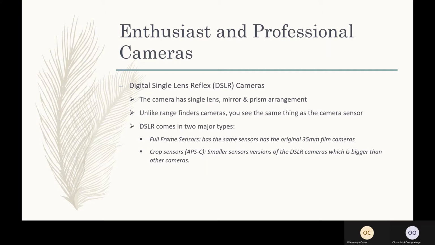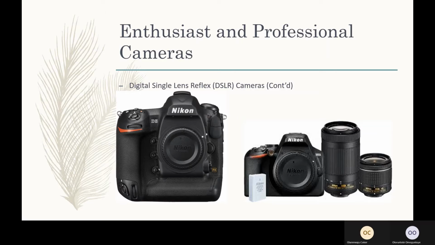But the difference between this camera and the mirrorless camera is that this digital single lens reflex camera is heavier than the mirrorless camera. If the other one is mirrorless, then this one will be what we call mirrorful. But they just call it the digital single lens reflex camera. Now, the camera has a single lens, mirror and prism arrangement. Let me show the image here now.